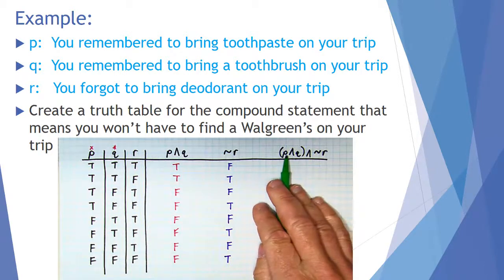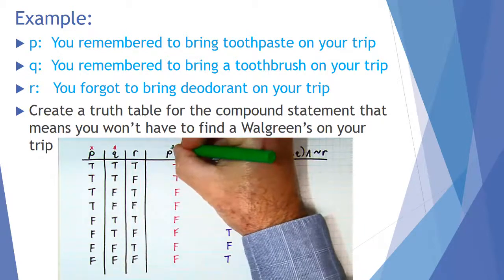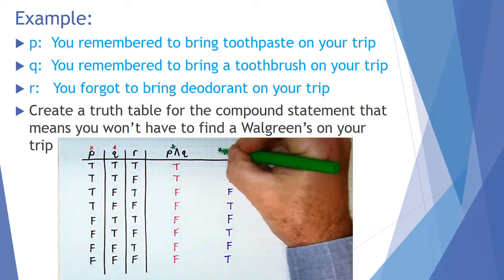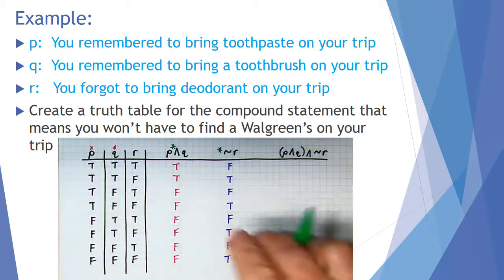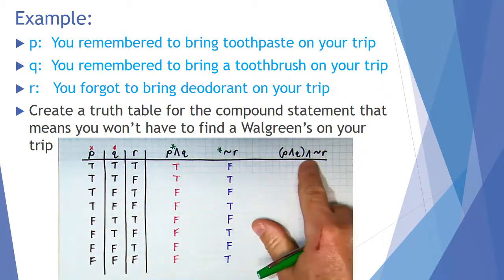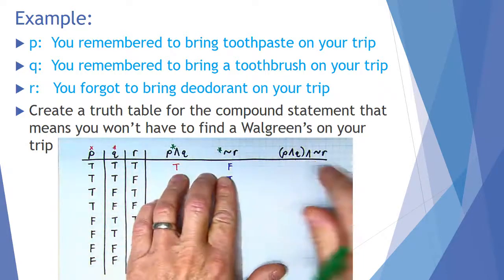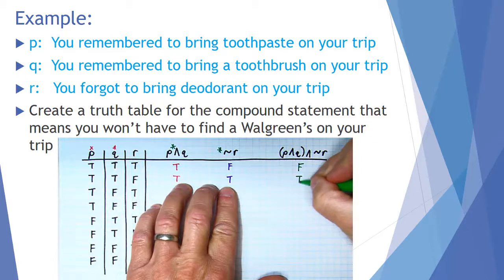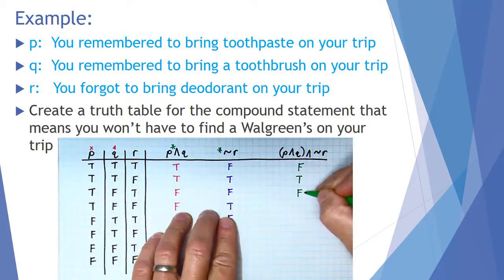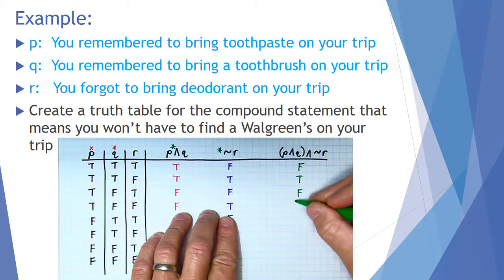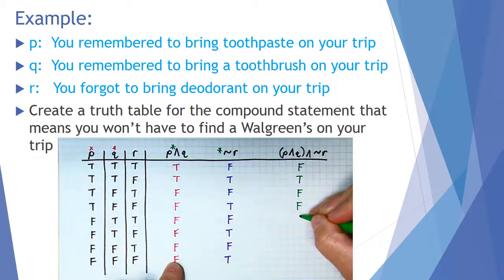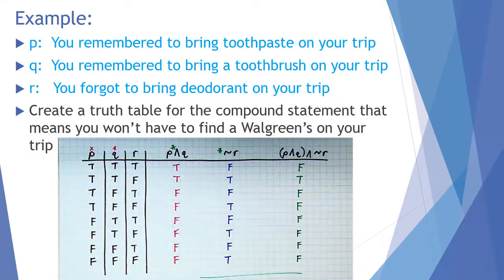We need the conjunction of P and Q, so we're checking this column. We remembered our toothbrush and toothpaste, and not R, that is to say we did not forget our deodorant. We need both of these to be true in order to yield a true result here because of our conjunction, or "and" statement. So here we only have one true, that's not good enough. Row 2 we have both true. Row 3 is going to yield a false. Row 4 is false. And all the rest will be false because P and Q is false for the rest. And there it is. There's our truth table.